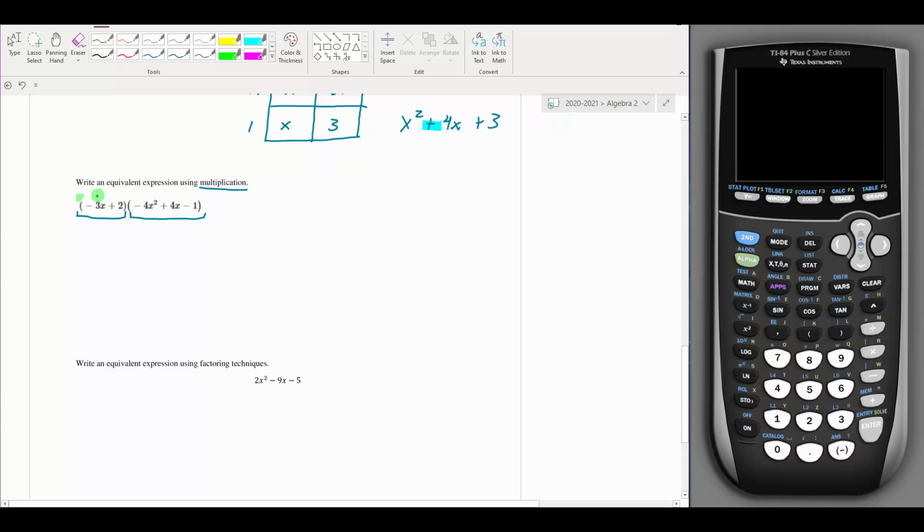All right, so the two things we're multiplying, we have this parenthesis here being multiplied by this parenthesis here. There are two things inside of this parenthesis, right? There's a negative 3x and a 2, right? So I'm just going to put a 2 here. And then here I've got 1, 2, 3 terms, negative 4x squared, 4x, and negative 1. So there are three things inside of this parenthesis. So when I go to set up my rectangle to help me with my multiplication, I'm going to need a 2 by 3 rectangle.